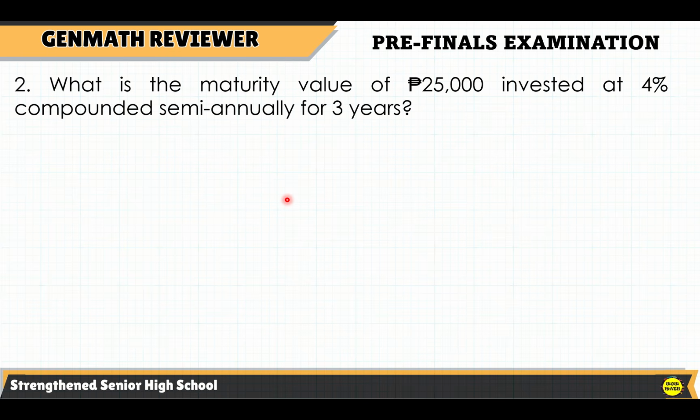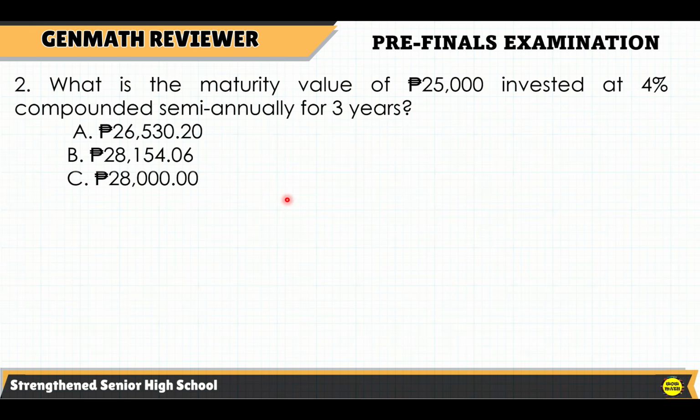Question number two. What is the maturity value of 25,000 invested at 4% compounded semi-annually for 3 years? So we're looking for the future value, no, of 25,000 invested at 4% compounded semi-annually. Letter A, 26,530 pesos and 20 centavos. B, 28,154 pesos and 6 centavos. Letter C, 28,000 pesos. Letter D, 27,500 pesos.